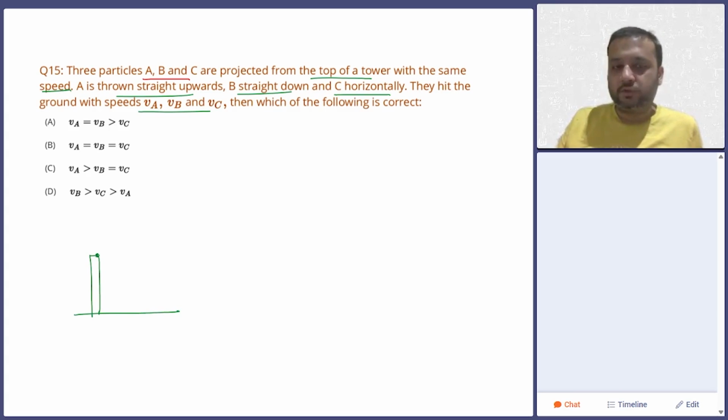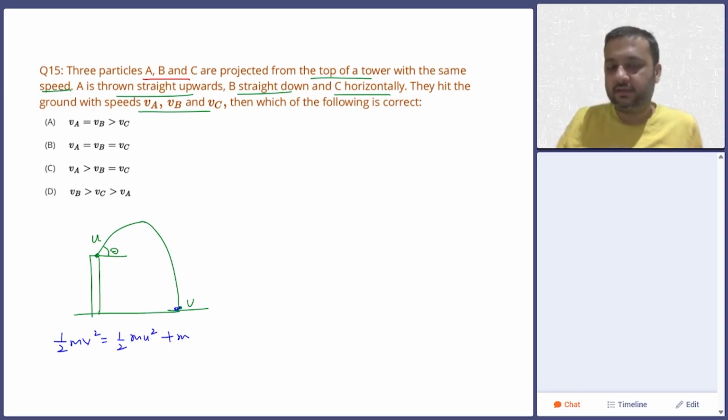So basically, suppose I throw a particle at some angle theta, and let's say it hits the ground with some speed V. If you apply the energy conservation, then you can straight away say that half mv square is equal to half mu square plus mgh, right? Using the energy conservation, this equation is independent of theta. So the final speed v just depends upon the initial speed and the height h.